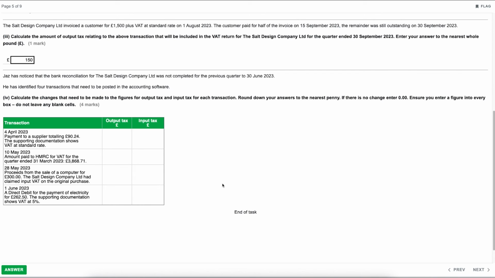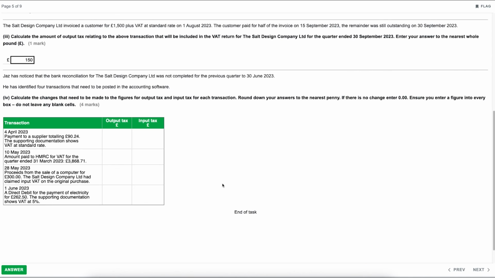Right then, so simply put, we need to calculate either the output tax or the input tax on each of these transactions. So again, just remember that we are on the cash accounting scheme. So for the first transaction then, on the 4th of April 2023, payment to a supplier totaling £90.24. The supporting documentation shows VAT at a standard rate. So a payment to a supplier, so we are dealing with a purchase and therefore input tax. So all we need to do is calculate the VAT on this transaction. Bear in mind that the £90.24 is the total or gross amount. So the VAT would be included within that amount.